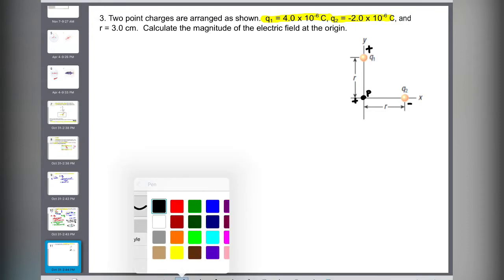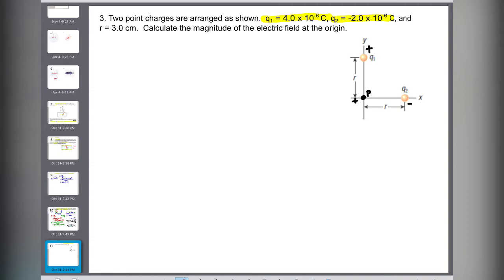And so we're going to separately do the math together. Between Q1 and P, positive and positive, they repel. So at point P, it is going to have an epsilon that is going down. I'm going to call this epsilon 1. And then between point P and Q2, one is plus, one is minus. They are attracting. So when they're attracting, it's going to be pulling towards the right. And this is epsilon 2.